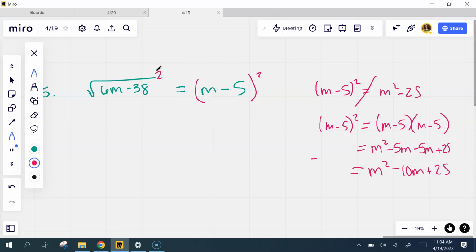Which is definitely not the same thing, right? I'm missing that middle term there. So back to my equation, I now have 6m minus 38 equals m squared minus 10m plus 25. And I'm in a whole new situation now. Now I'm in the situation where I have a quadratic that I have to solve.